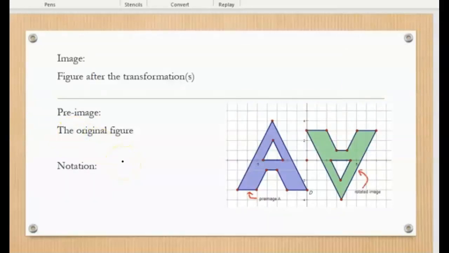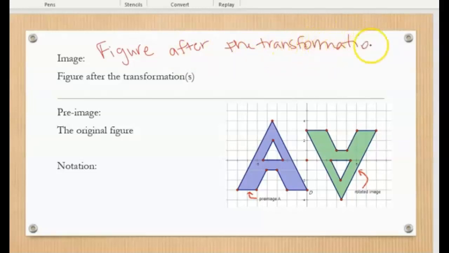All right, so let's keep filling out our notes here. There are a few words we want to sort of go over. The first one is the image. So the image is actually the figure, whatever it might be. In this example, we're looking at some capital A's, but it's the figure after the transformation. And the pre-image is the original figure.